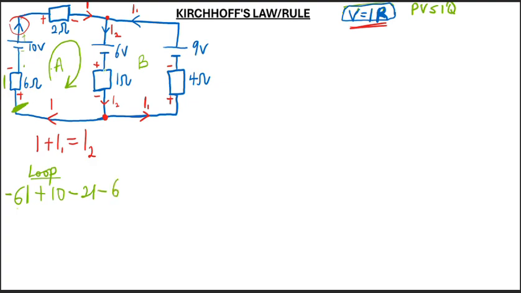Coming down also, we move from positive to negative, that's minus, and this is 1 ohm. That's 1 times I2, because it's I2 that flows through this. That's 1 times I2, and we just end up where we started. That's all, everything equals 0.